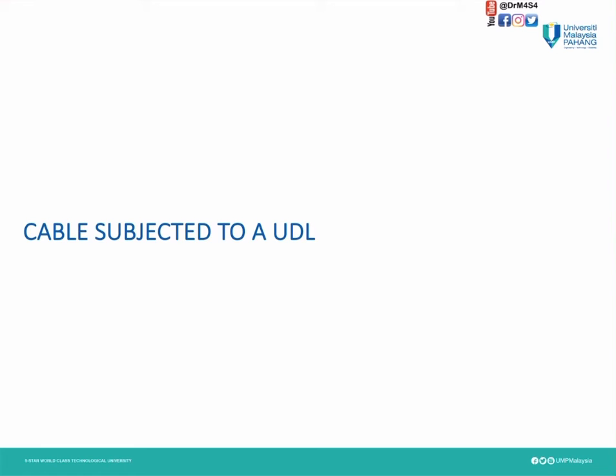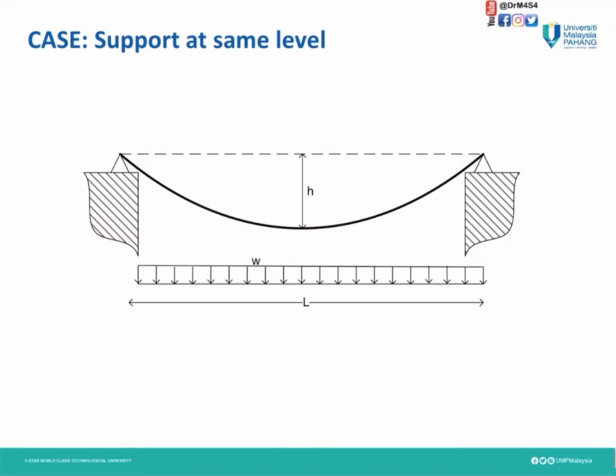Today we're going to continue with the cable subjected to Uniform Distributed Load or UDL. Take this as an example. We have a cable supported at both ends and we have UDL along the way on this cable. And certainly we know the lowest point is here.